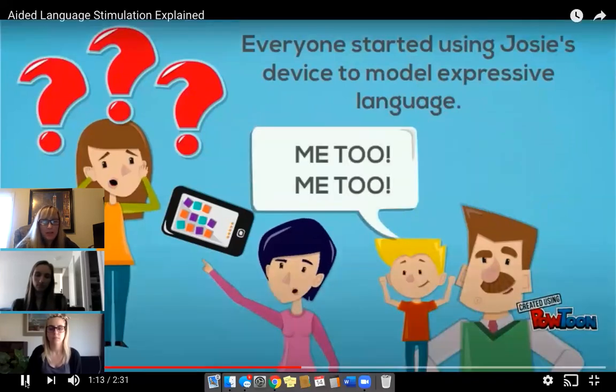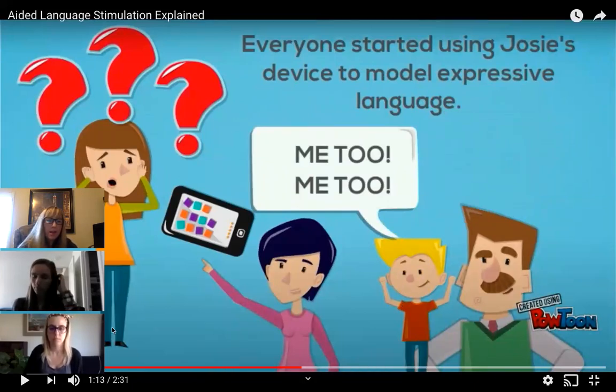So I like how this video shows that the parents are modeling on the device, but also the sibling. And this could be applicable for friends as well. I really like that. I think that's important that not just one person is modeling, that the whole family is modeling on the child's device.